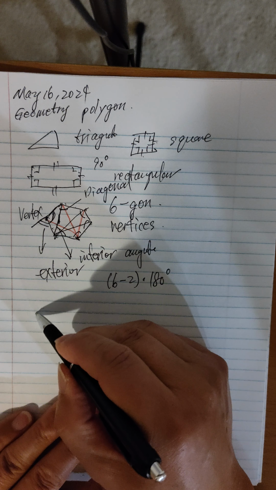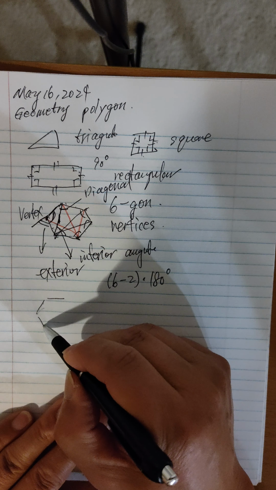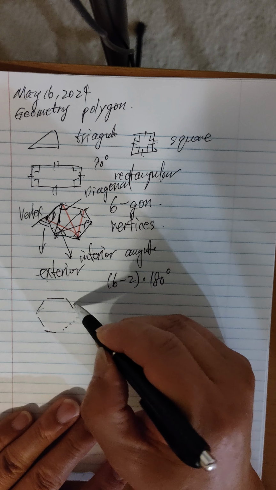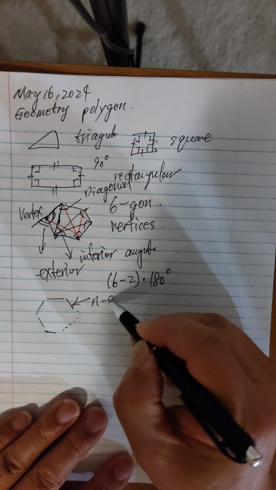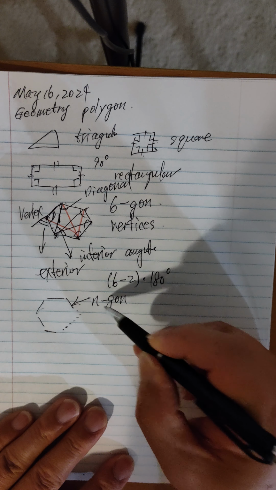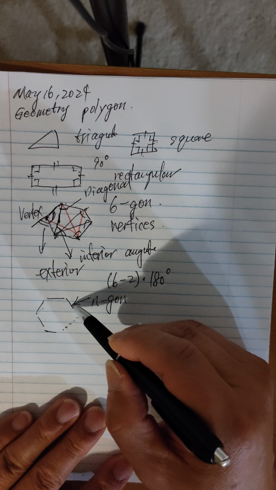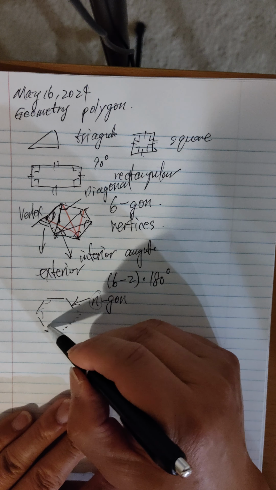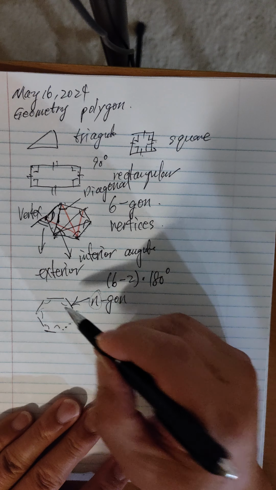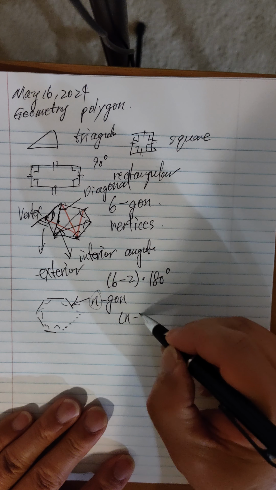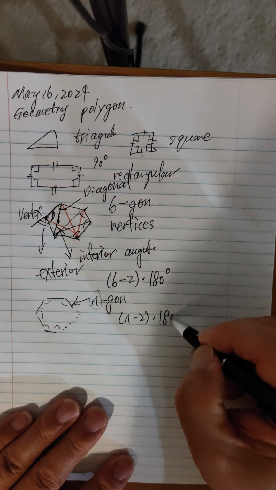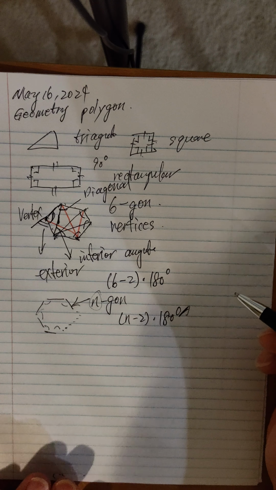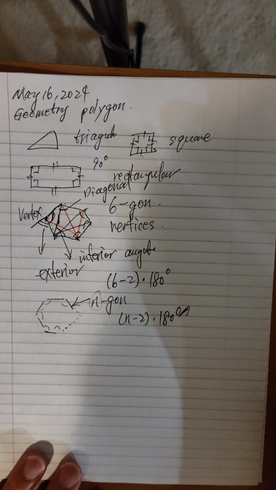Okay, so in general, if we have an n-gon, that means the number of sides is n, then the total sum of all those interior angles is going to be n subtract 2 times 180 degrees. Okay, don't forget this degree symbol right here.